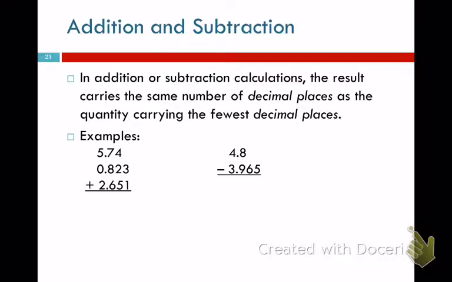I'm a little dehydrated. 5.74 plus 0.823 plus 2.651. Is the decimal even in there? It is. Okay, so I get 9.214. Okay, so I got to write that number down, 9.214.